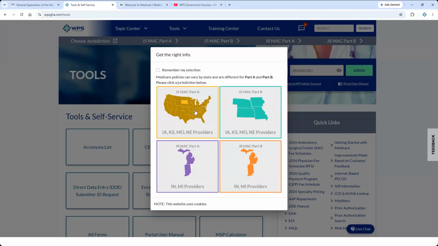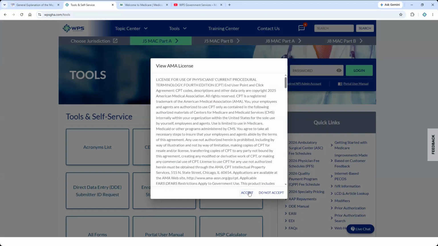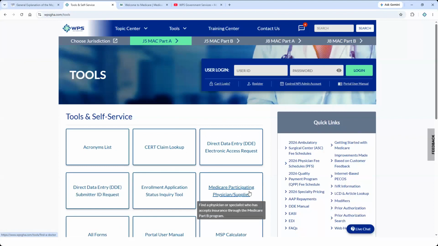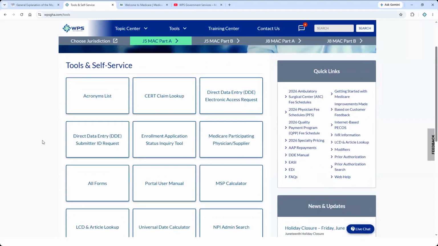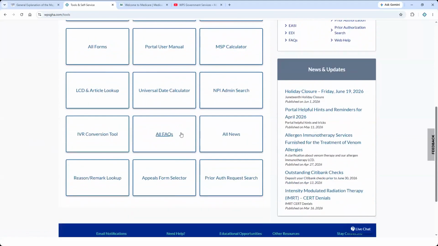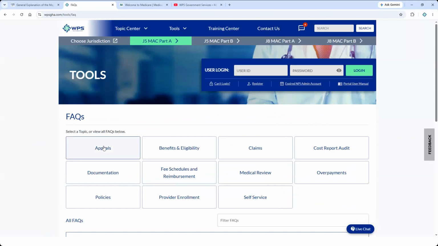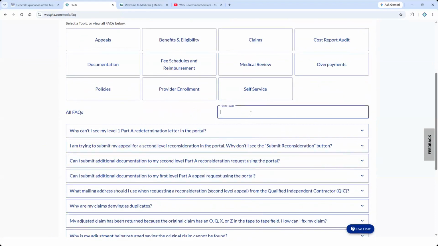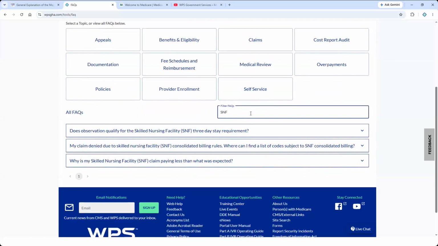And let's just really quickly pick J5A because it's in that upper left corner, so that's what we're going to do. Accept the CPT agreement and then move down. And what you're looking for is all FAQs right here. Now I do recommend this. You can go section by section and look for FAQs. The reason that I like all FAQs, I don't want to do that. I just want to be able to come in, enter a filter, and say skilled nursing facility, and then I want to see the FAQs appear, and then I want to open an FAQ.